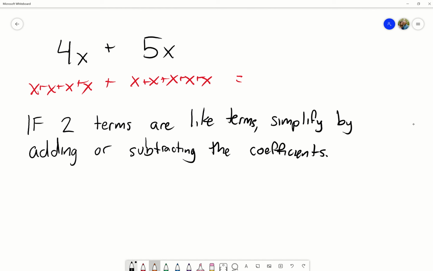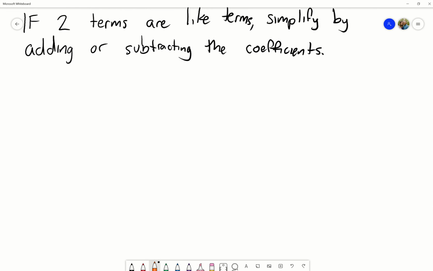So in this case, my coefficient for my first value is 4. My coefficient for my second value is 5. And since it says plus, I'm going to add them up. And 4 plus 5 is 9. And I keep my term the same. So my solution to this would be 9x. Okay, so that would be that example, 9x. All right, so what if I had, I'll leave that there so we can remember it.